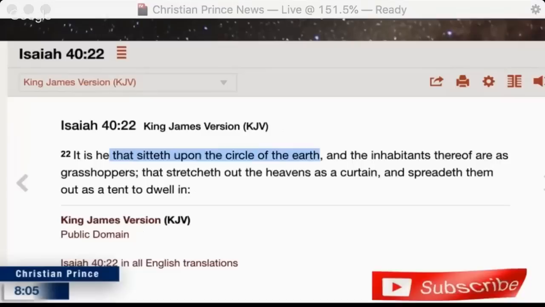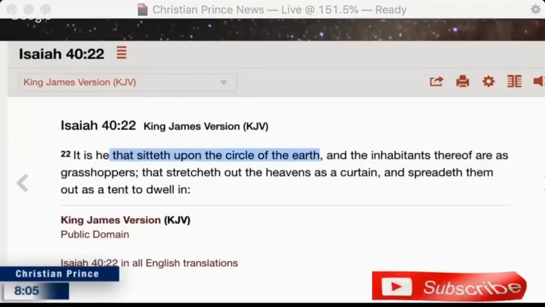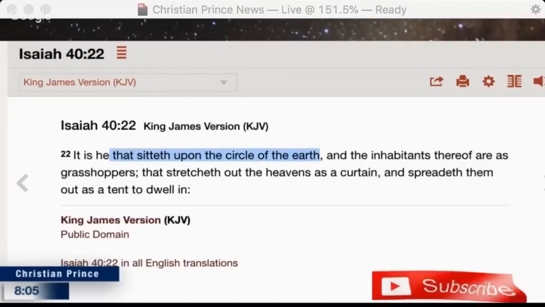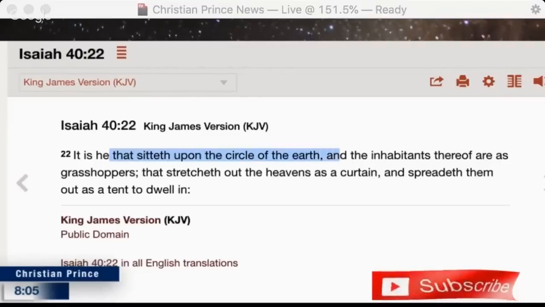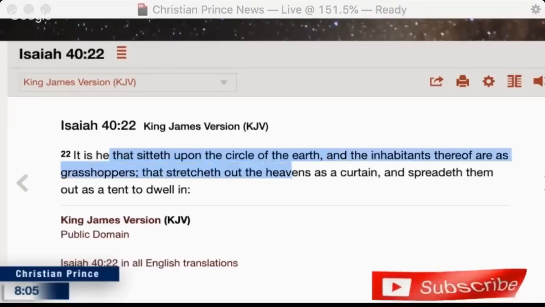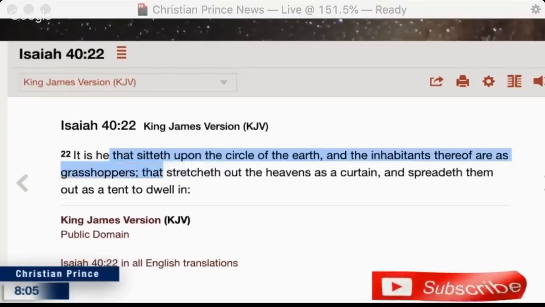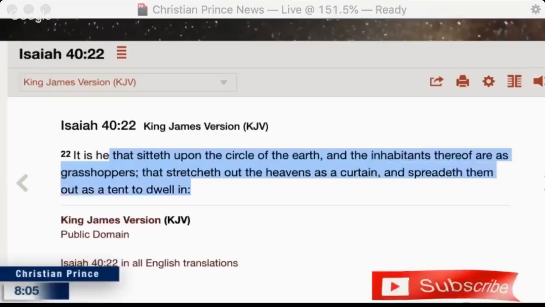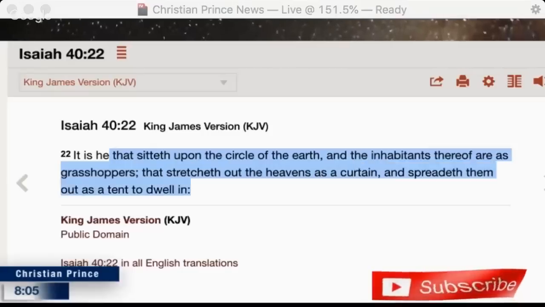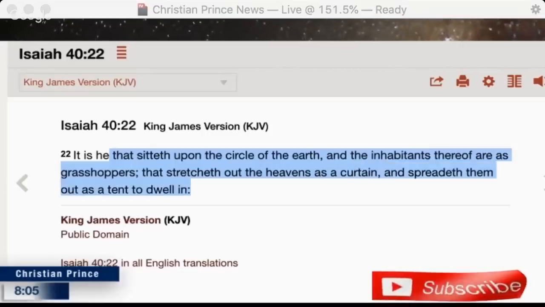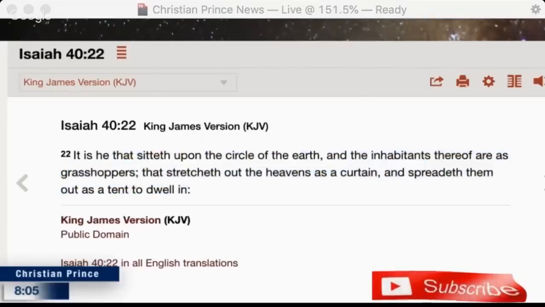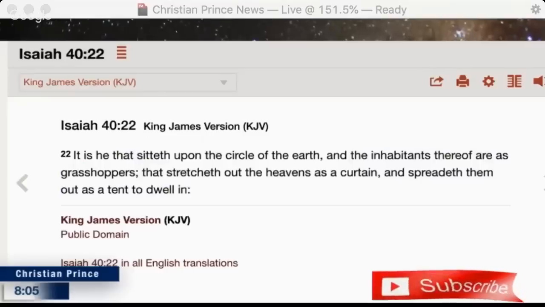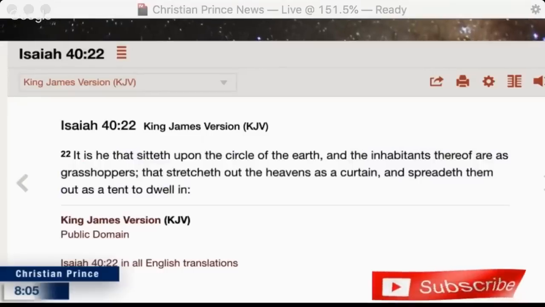It says that He sits upon the circle of the earth. The earth is a circle. This translation, by the way, is not. And then He said, the inhabitants therefore are as a grasshopper, and that stretched out the heaven as a curtain, and He spread them out as a tent in dwelling. I mean, this is a book written thousands of years before scientists discovered that the earth is not flat.